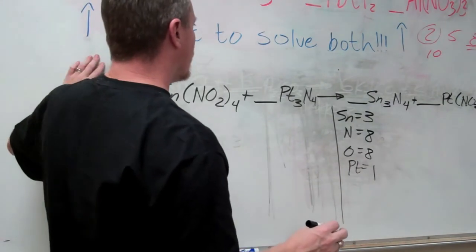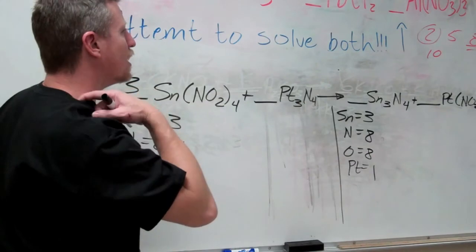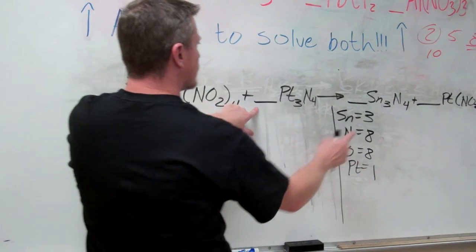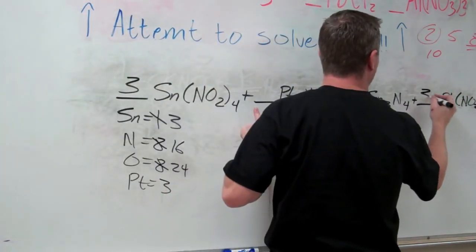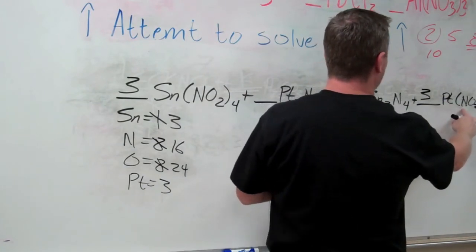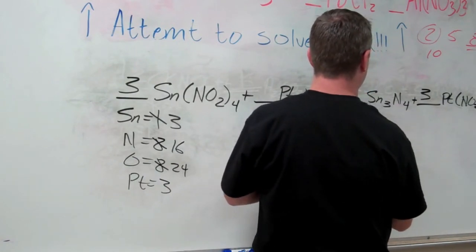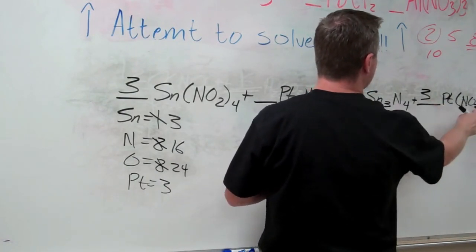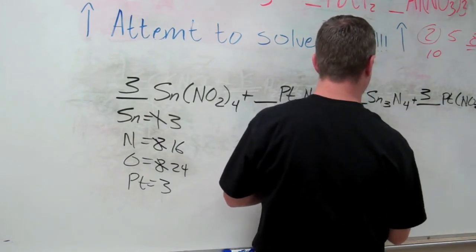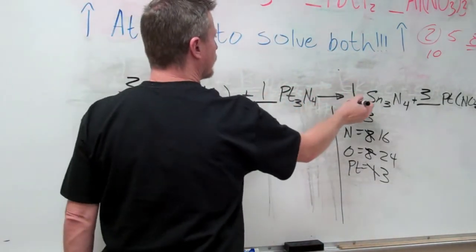Okay, no problem. So let's look at platinum. Let's try to get him up. The reason I'm looking at platinum is because he's not in those parentheses. So he's 3 here. Let's try to get this one to 3. So 3. Nitrogen's going to change. 3 times 4, 12, plus that 4, 16. Oxygen now, 3 times 2, 6 times 4, 24. Does that solve it? Awesome. Do we have enough time?